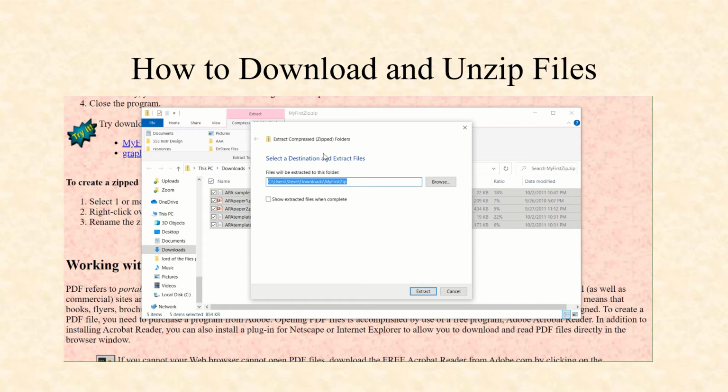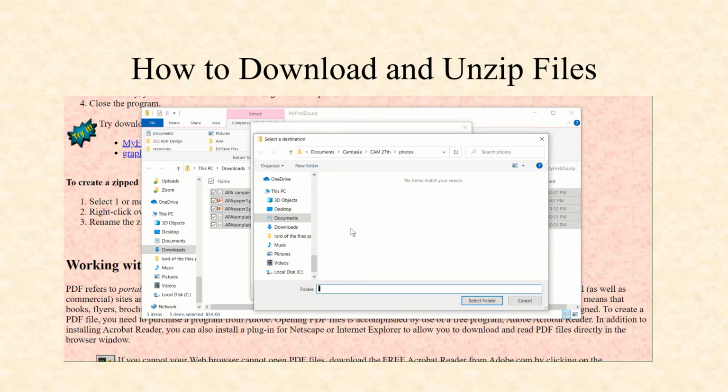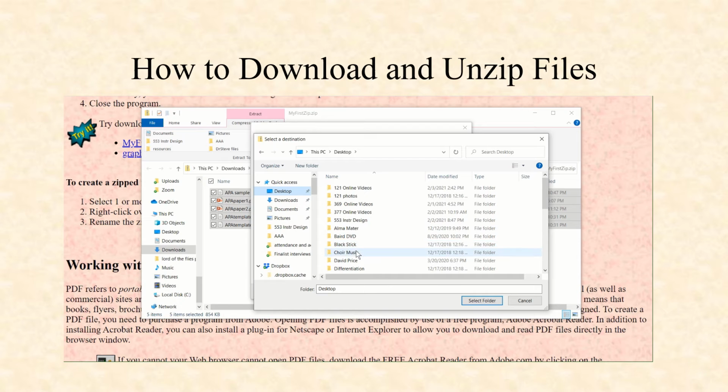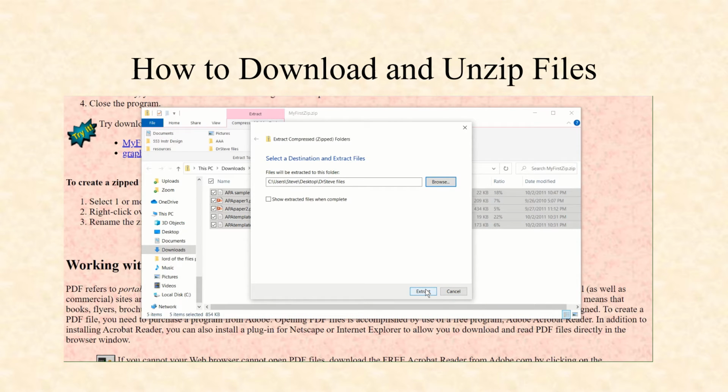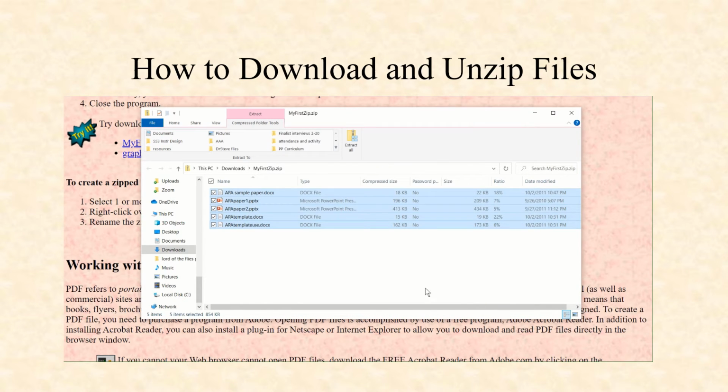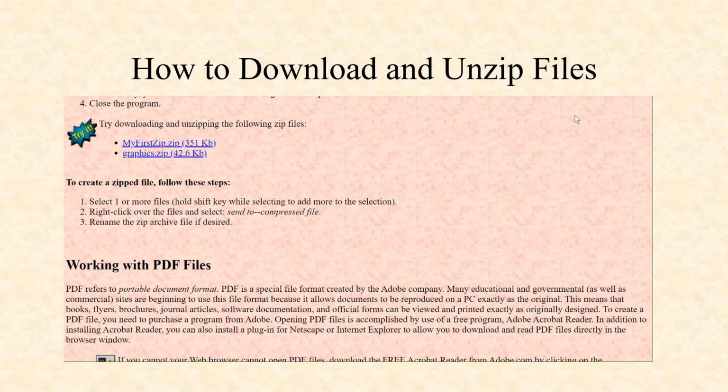Now, it's trying to suggest some place to put this. Right now, it's saying my downloads, and it's going to make a new folder. Now, I could go and select and change that. Let's say that I go to the desktop, and I find my Dr. Steve Files folder, and I'm going to select that folder, and now extract all of those files. Okay, I'm done. At this point, all of these files have been extracted. I can now close this zip archive because I don't need it anymore.